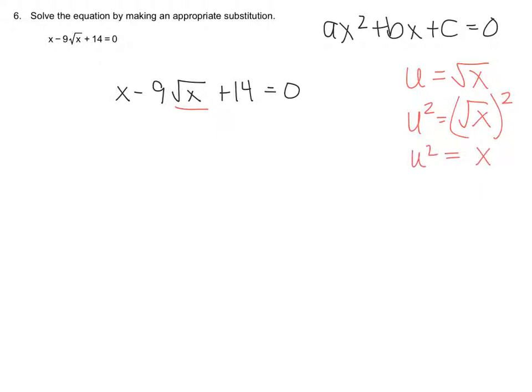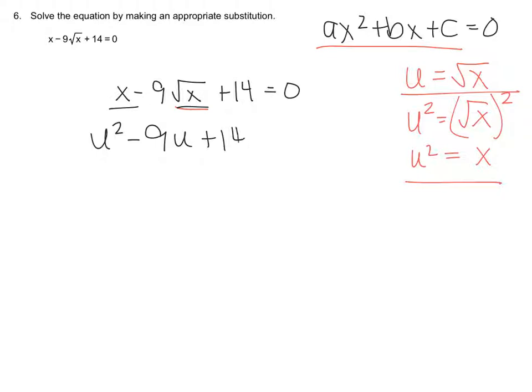So if I let u squared equal x and u equal the square root of x, I will have an equation in quadratic form. Since this checks out, I'll go ahead and make my appropriate substitutions. Instead of x, we'll write u squared, and instead of the square root of x, I'll write u. Now we have u squared minus 9u plus 14 equals 0.